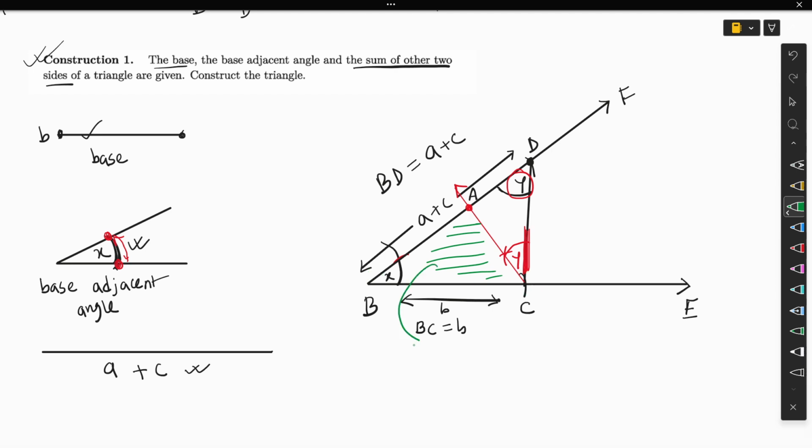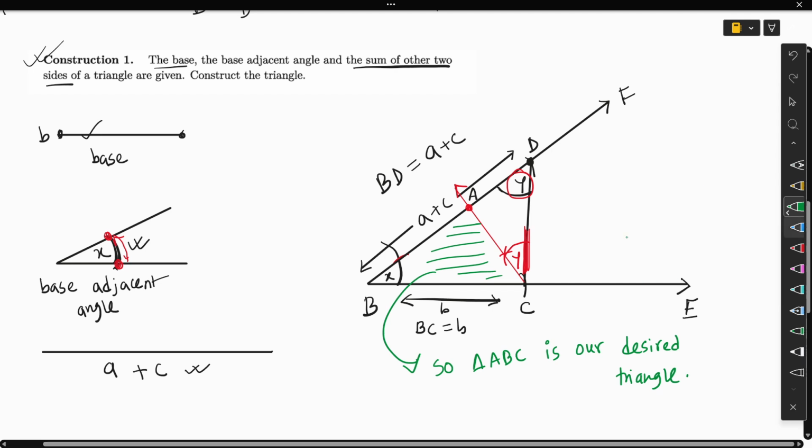So triangle ABC is our desired triangle. But why? The main question is why. We have already completed our construction, but we're going to talk about why this is our main triangle. I will show you how it happens.